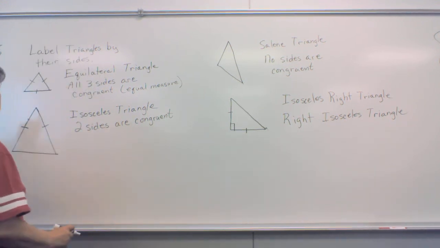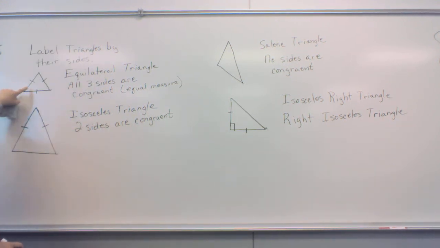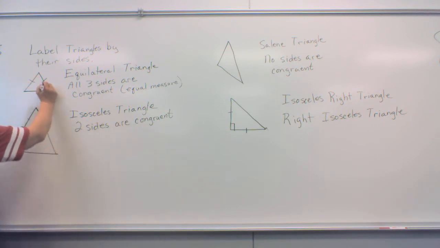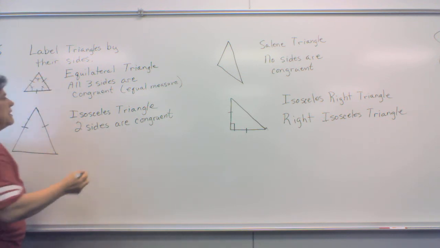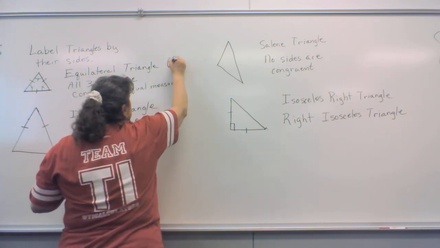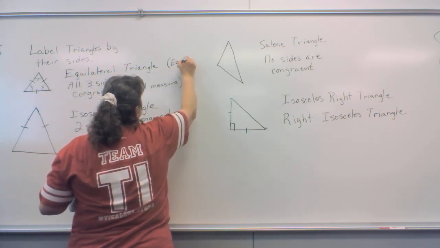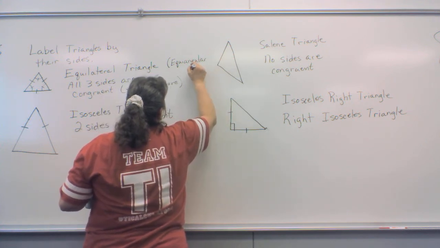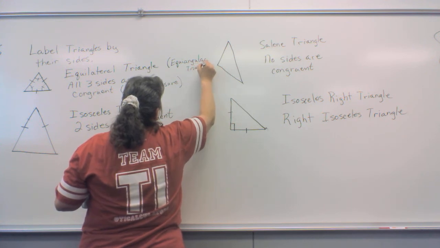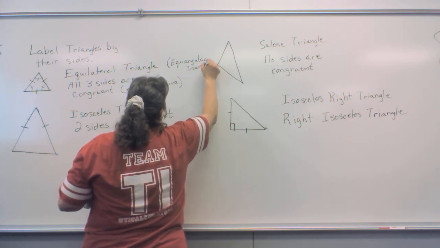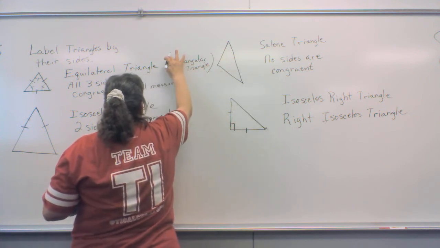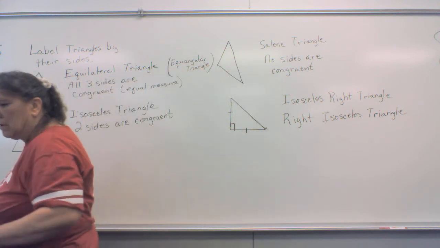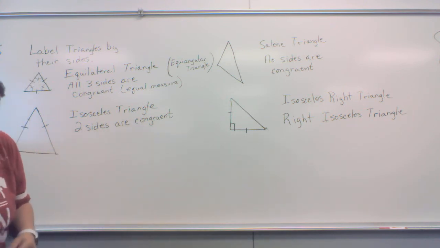Another name for an equilateral triangle is equiangular, because all three angles are also the same in an equilateral triangle. And that's an important thing to know. So another name for this one is equiangular. Okay, equilateral and equiangular are the same thing.